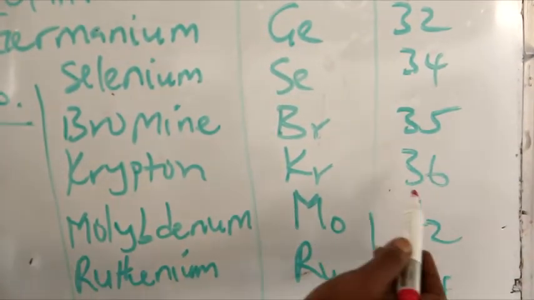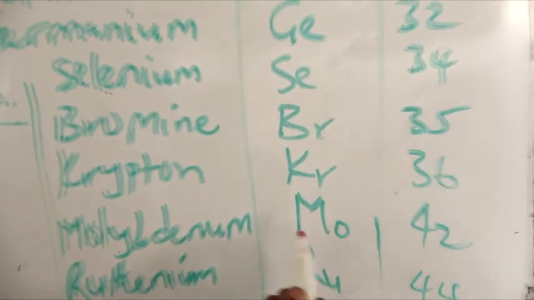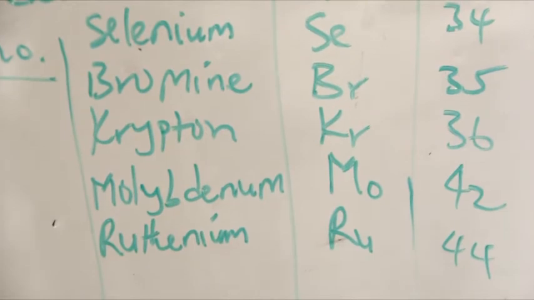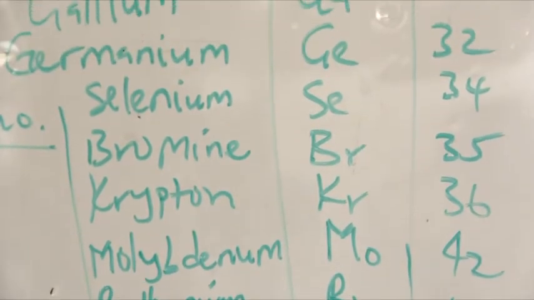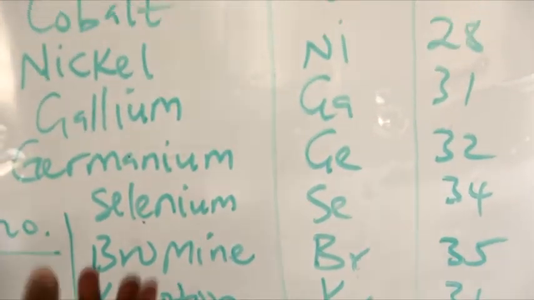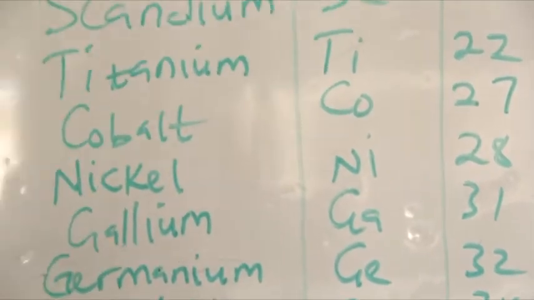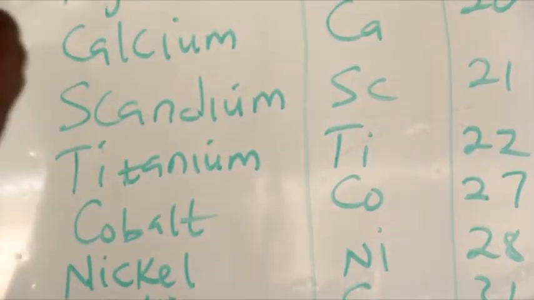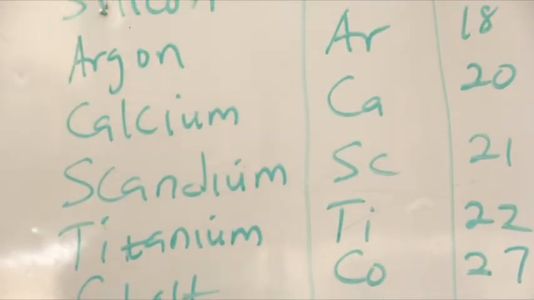Molybdenum is Mo, atomic number 42. And ruthenium is Ru, atomic number 44. Like I said, these are not the only ones in the periodic table, but we've been able to extract these ones for you to understand why these elements were given these symbols to represent them.